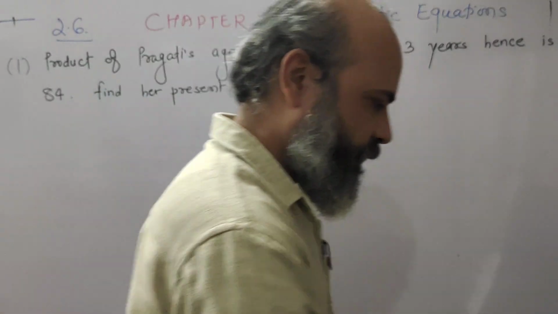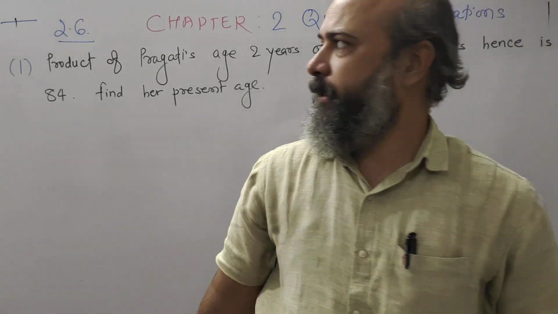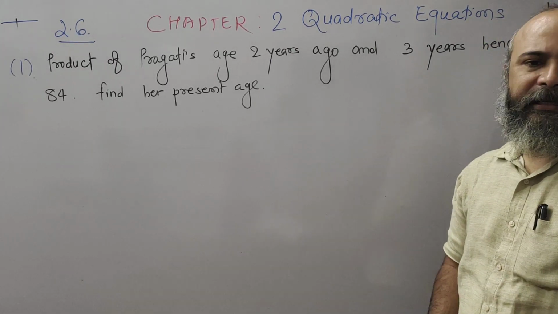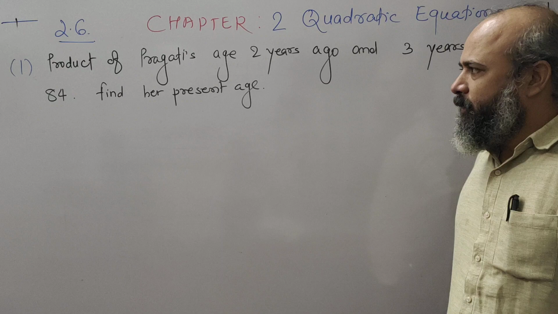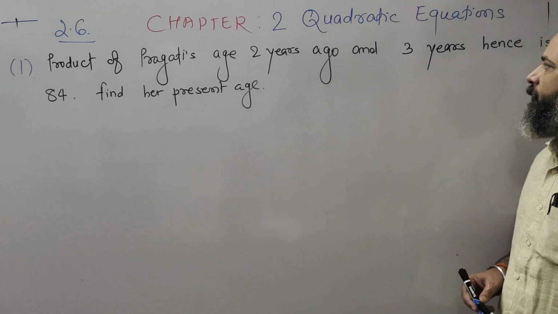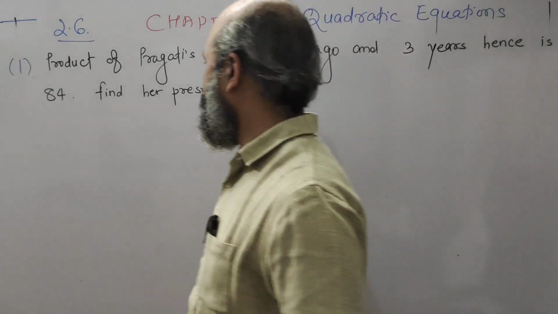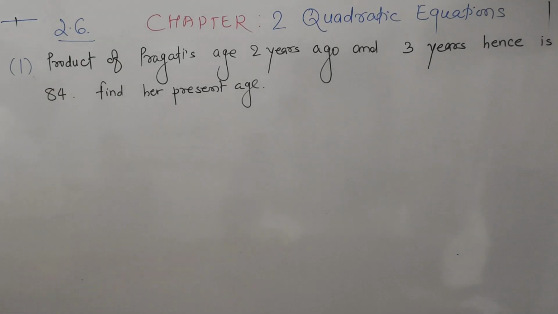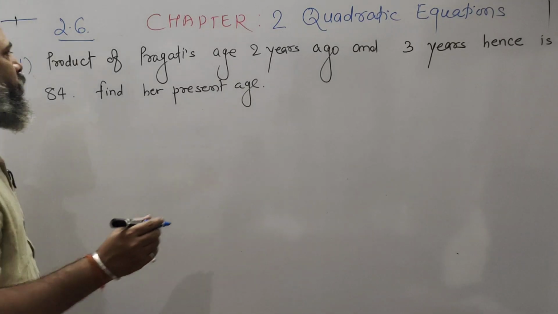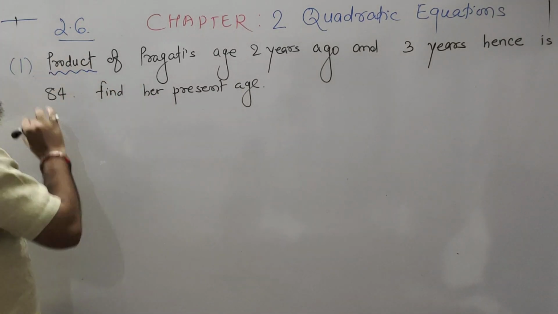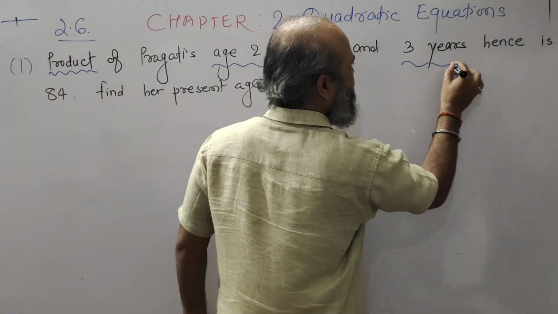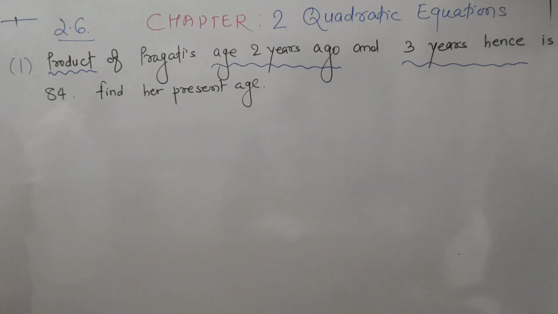Good morning, sir. Student, today we are going to study practice set 2.6 and the chapter is quadratic equations. Student, here the very first question is what? The product of Pragati's age 2 years ago and 3 years hence is 84. Find her present age. What is given, student? The product of Pragati's age 2 years ago and 3 years hence. Clear, student?